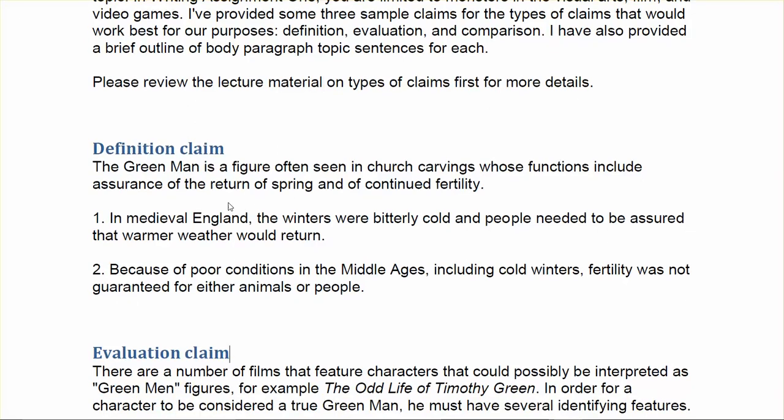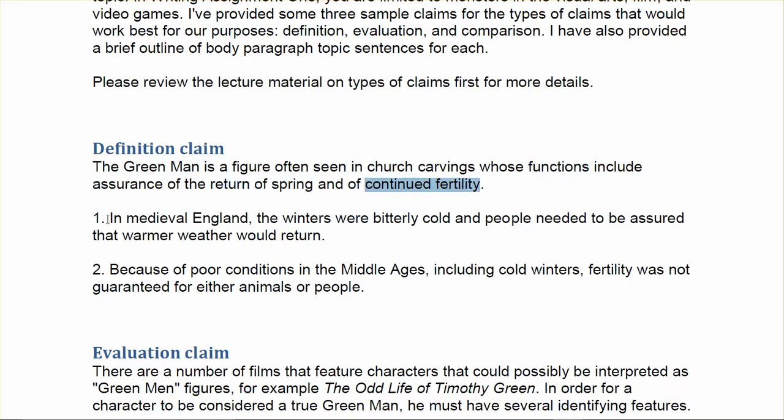Remember, I'm writing about Green Man, a mythological figure. So my definition claim is looking at functions. Remember, I did that earlier. So the Green Man is a figure often seen in church carvings whose functions include assurance of the return of spring and of continued fertility. So my definition is one based on functions, and I've provided two functions.